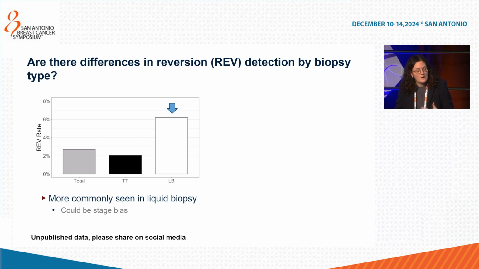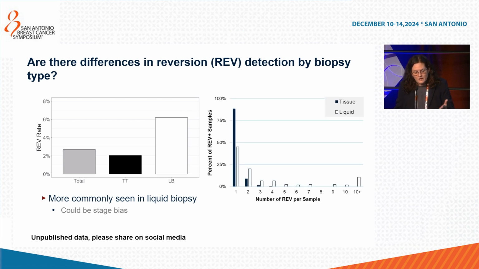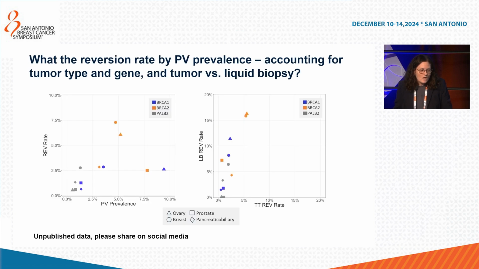That could be stage bias, definitely, when these samples are being collected. But I think, not surprisingly, you can sample multiple sites of tumors or probably multiple reversions at the same time. And going along with that, when you have a tumor biopsy, you're much more likely to see one or two reversions, whereas when you have liquid biopsy, you see many more types of reversions.